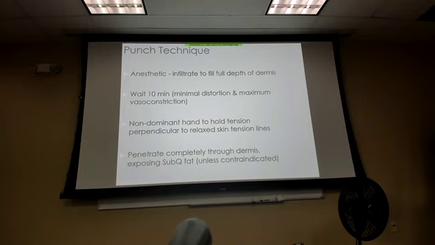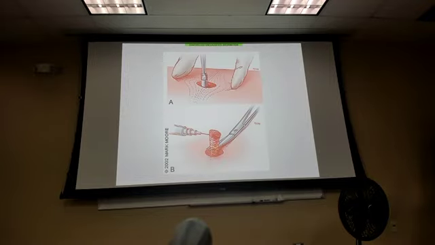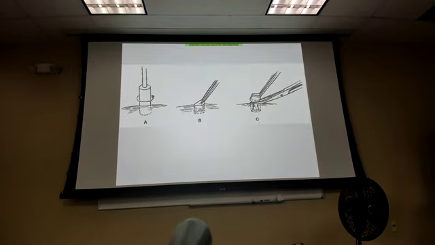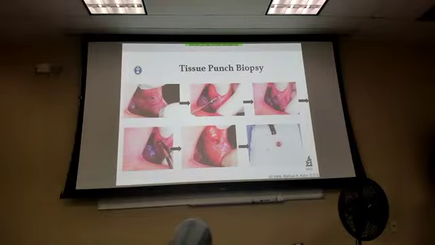Anesthesia, just like before: we're going to infiltrate to full depth and wait for 10 minutes. The non-dominant hand will hold tension perpendicular to the relaxed skin tension lines. We want to penetrate completely through the dermis, exposing sub-Q fat. As we lift it up and out, then we can see the fat, and then we're going to take those scissors and snip it off. If it's a large one, like before, then we'll have to use a suture, which we're going to talk about in just a little bit.